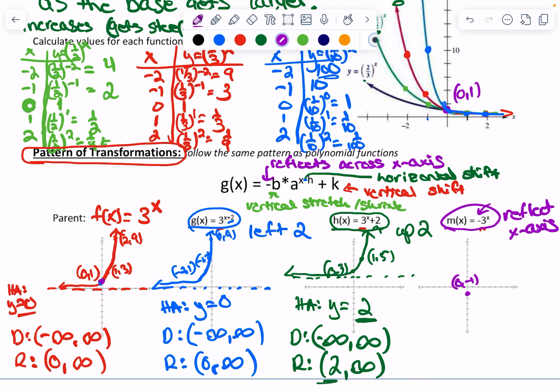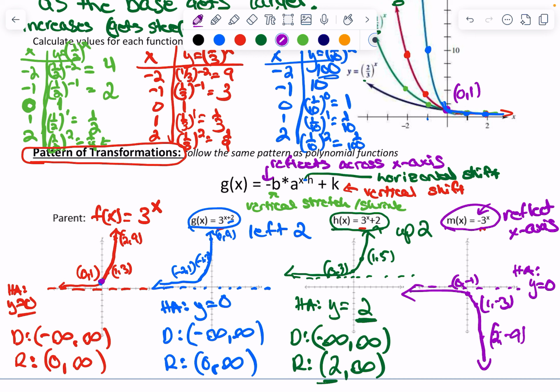Our point 1, 3 is going to be 1 and negative 3. And our point 2, 9 is going to be 2 and negative 9. So that's going to be somewhere over here. Okay, so here's our graph, goes that way and that way. Now we can see that it approaches the x-axis, but never crosses it. So that is our horizontal asymptote.